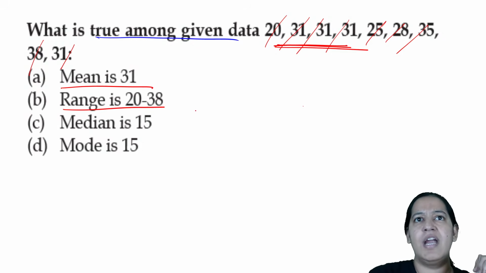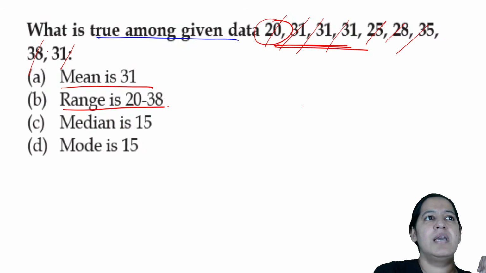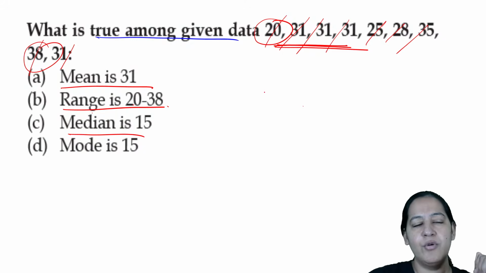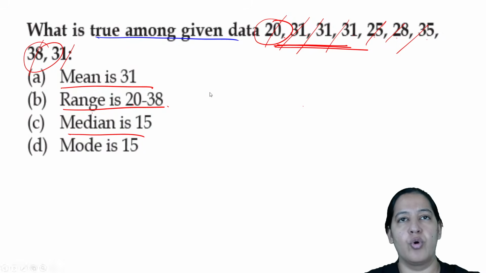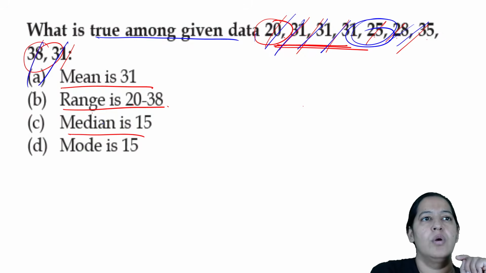Range 20 to 38. Range means minimum to maximum. Minimum I can see is 20. Maximum I can see is 38. Yes, I can see range is 20 to 38, I guess. Done. Median is 15. Median is the middle value. What will be the middle value here? 1 2 3 4 5 6 7 8 9. So there are 9 values. Out of 9, you leave 4 and 4 from both sides. Median is 25. No, so this is wrong.